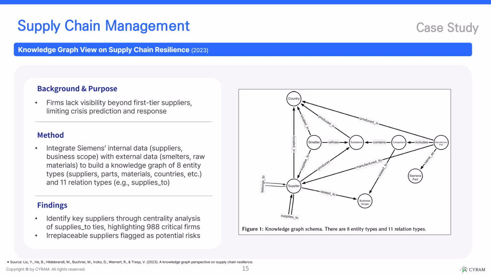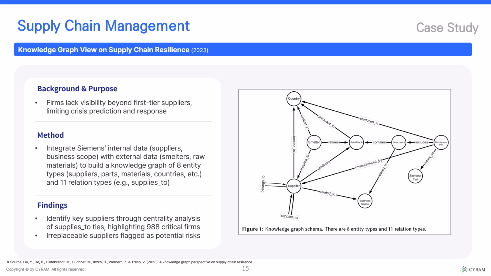In total, they identified 988 key suppliers and were able to show what kinds of risks would emerge if those suppliers were removed from the chain. By structuring the entire supply chain as a knowledge graph, the study provided a practical decision-making tool that helps organizations respond to crises and strengthen resilience, making it a standout example of applied knowledge graph analysis.